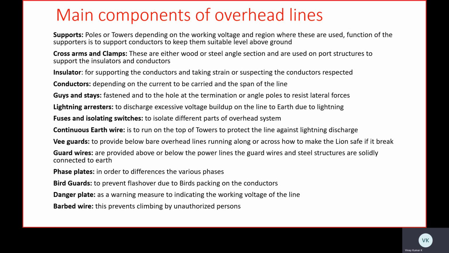Next thing is danger plate. These are nameplates or pictorial plate representations to avoid any passage and as warning measures to indicate the working voltage of the line. While traveling beside the towers, you can observe that there is a danger symbol, and a nameplate showing how much voltage is passing through the lines.